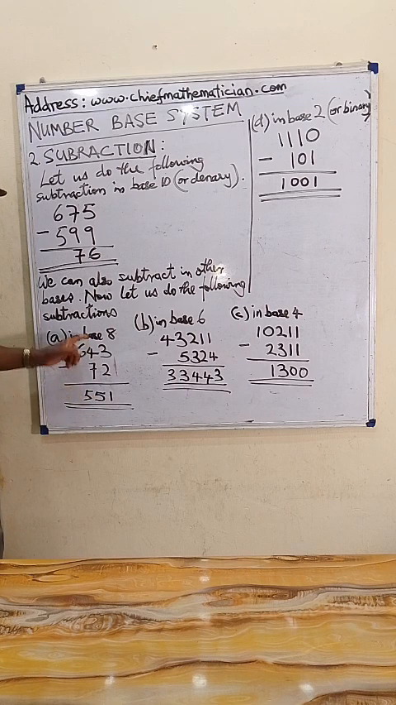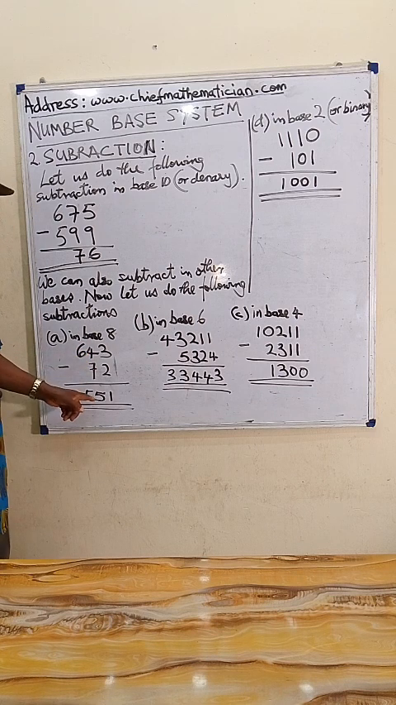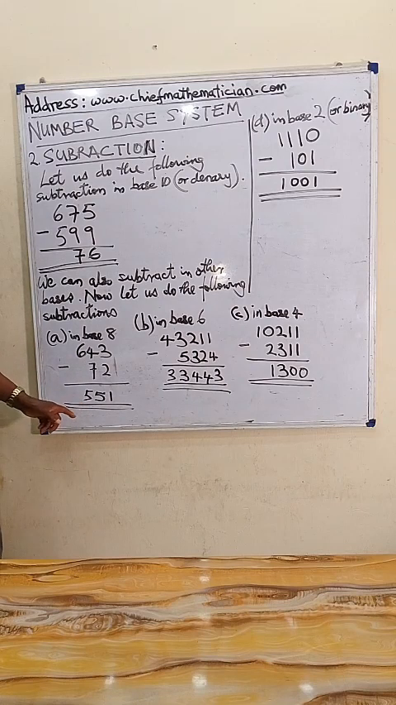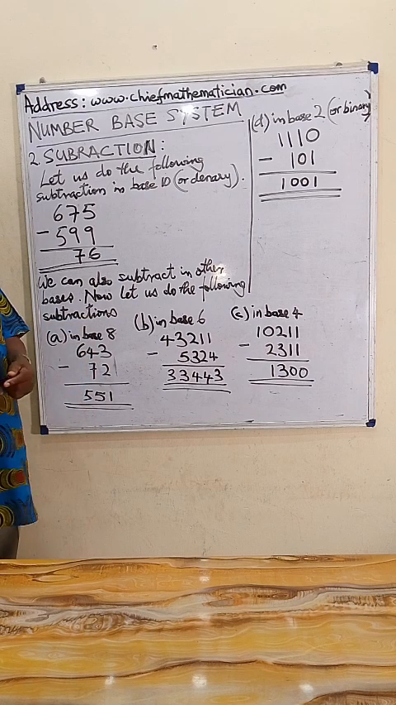Subtract 7 from 12. You get 5. 5 was left here. You bring it down. So if you subtract 7, 2 from 6, 4, 3 in base 8, you will get 5, 5, 1.